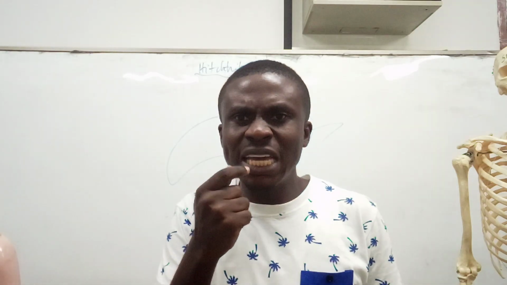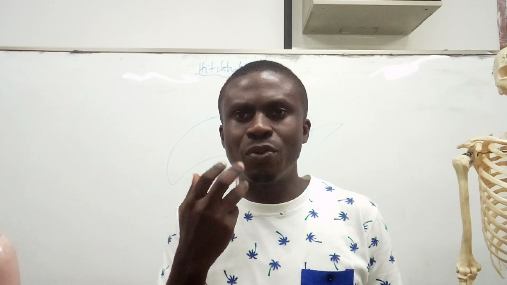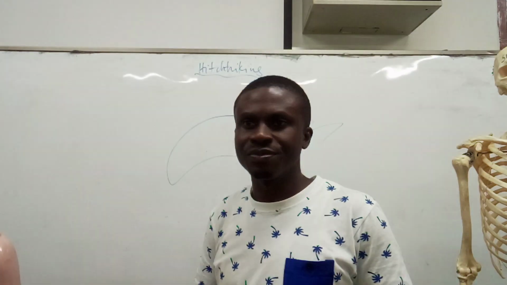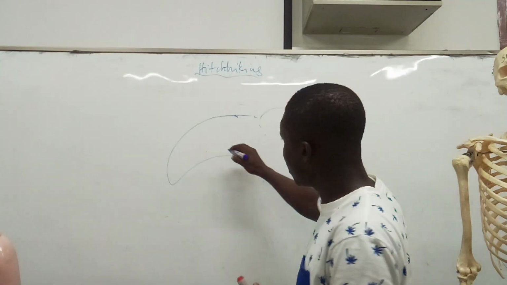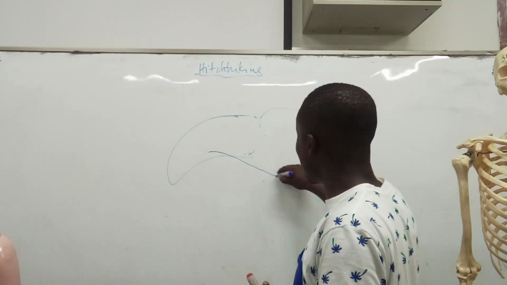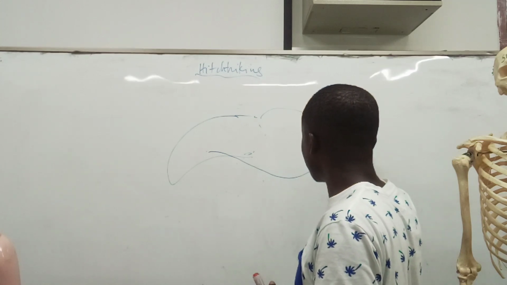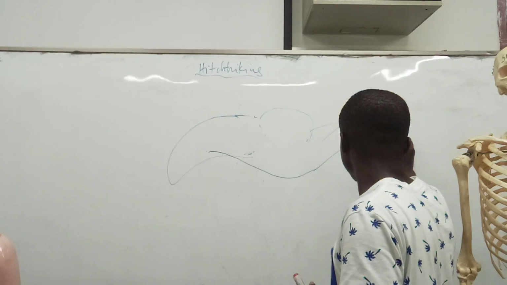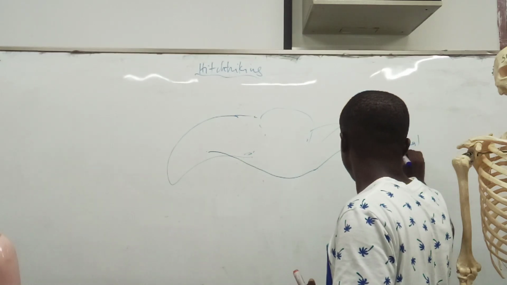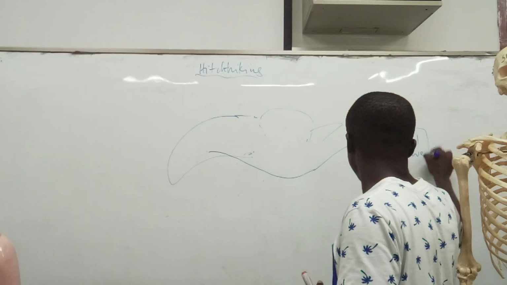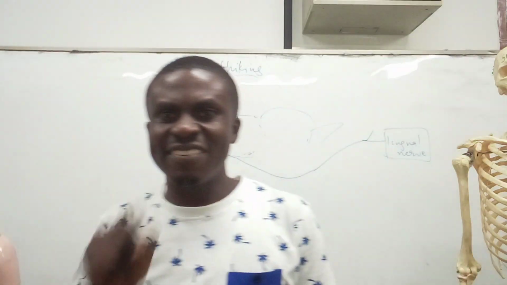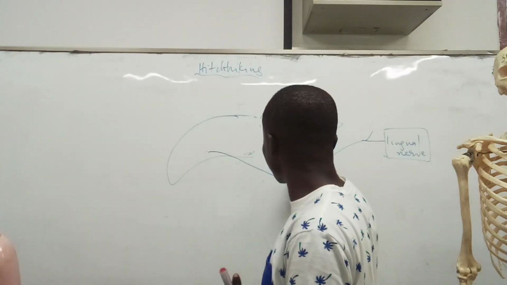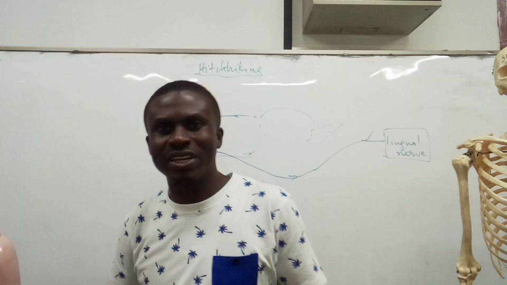By way of pain, touch, proprioception, what have you, any general sensation at all, will be carried by one nerve. And what nerve is that? That nerve is what we call the lingual nerve. So I'm talking about general sensation from the anterior two-thirds of the tongue, which will be carried by the lingual nerve.